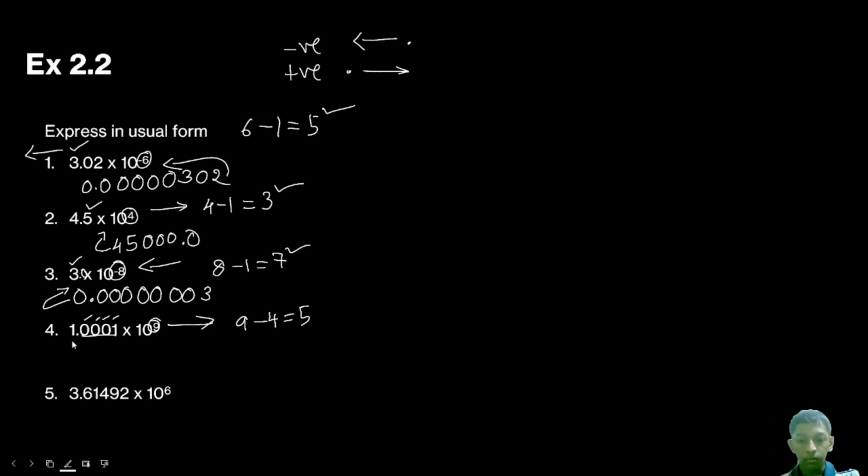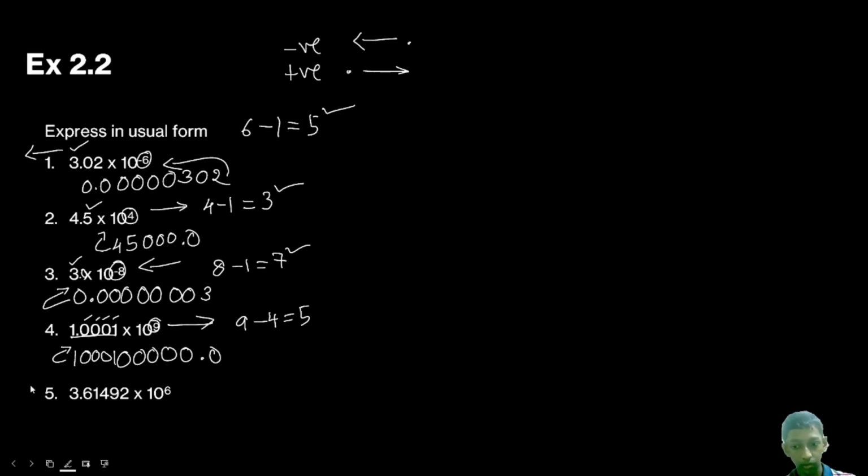So we have to first write this number 10001, and we have to add 5 zeros, 1, 2, 3, 4 and 5, and point 0, so that it becomes a decimal number. And this is the usual form of 1.0001 into 10 raised to the power of 9. Let's move to the fifth one.